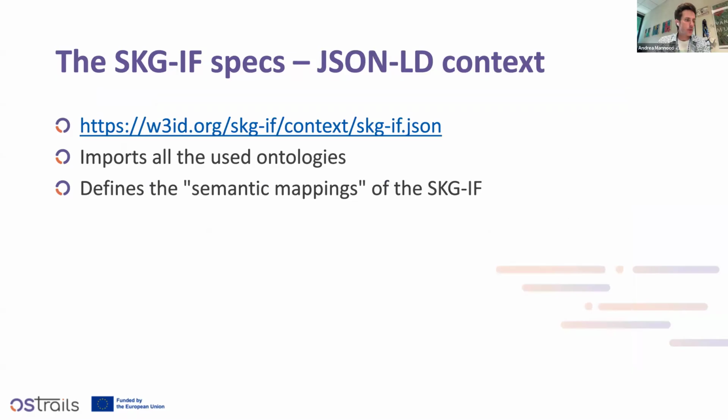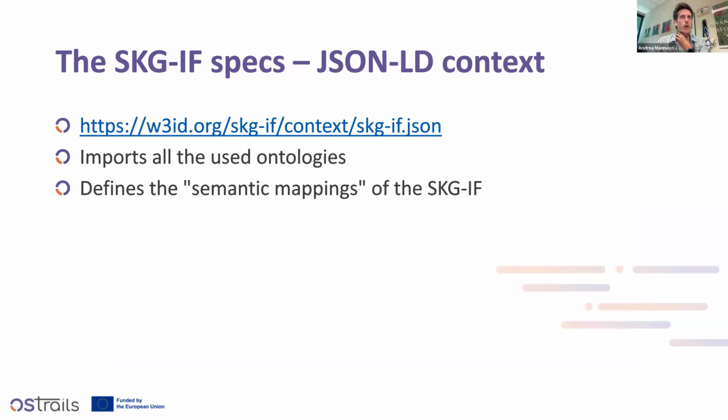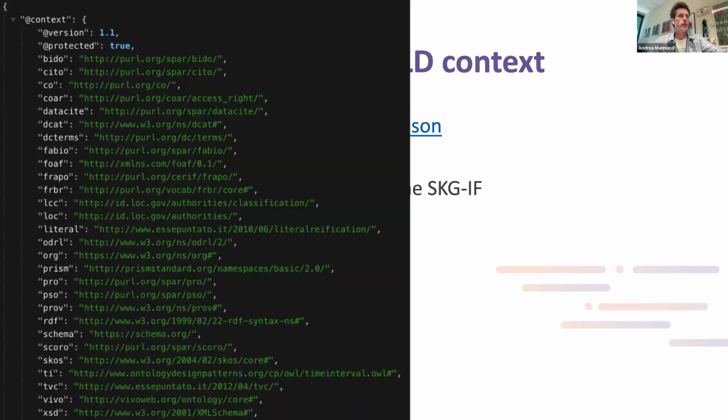So JSON-LD, as I was saying, JSON is, as you were seeing here in the example, in this snippet, a JSON format kind of thing. But the way JSON is made semantically interoperable is through the JSON-LD context. And the JSON-LD context is basically the place where all the used ontologies are imported. These here on the left are not all of them, but parts of the ontologies that are imported by the context.